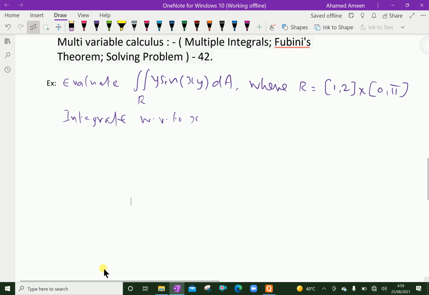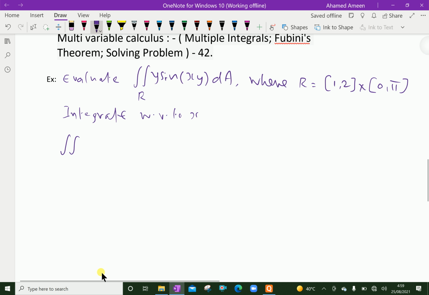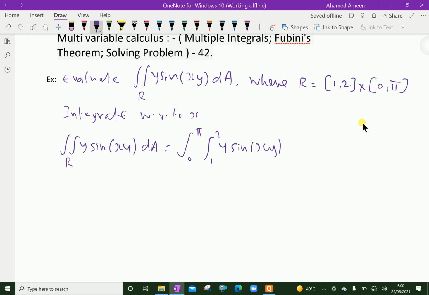Double integral over R of y sine xy dA, which is equal to the integral from 0 to pi, this is the y limit, and this is the x limit, the integral from 1 to 2 of y sine xy dx dy, which is equal to, write the outer integral as it is.